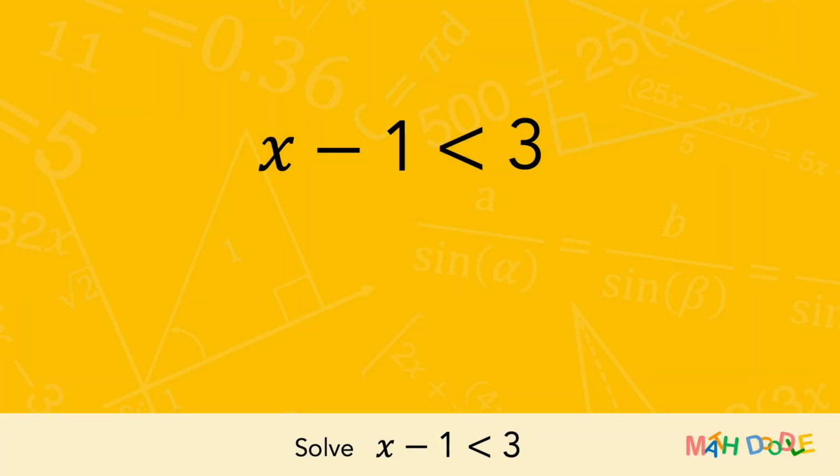Our goal in solving this inequality is to find the value of x, which makes the inequality true. First, let's rewrite the inequality so that the left side is only x. To do this, let's eliminate -1 on the left side. So, we are going to add 1 to both sides of the inequality.